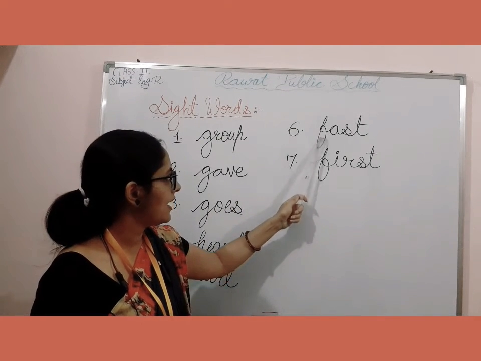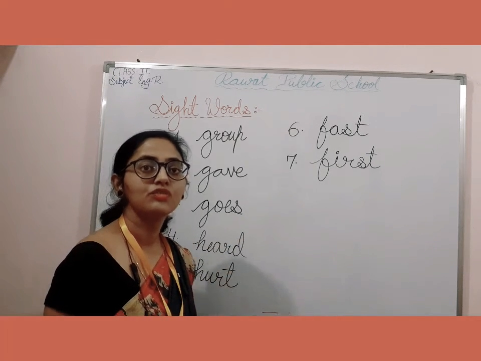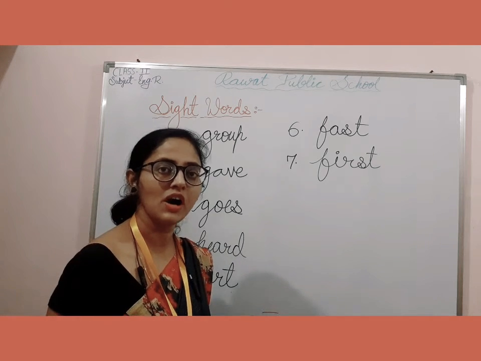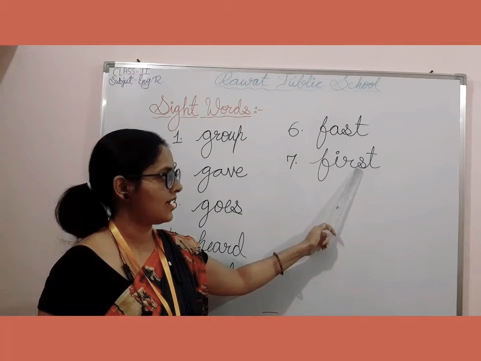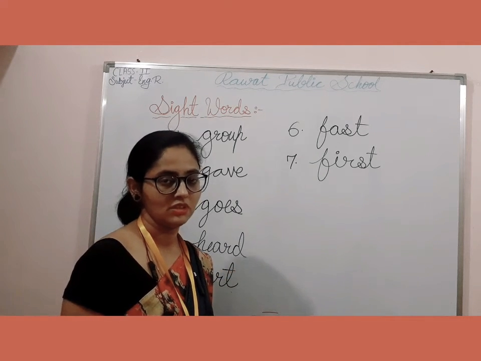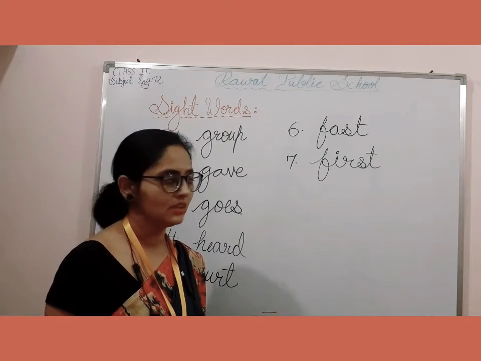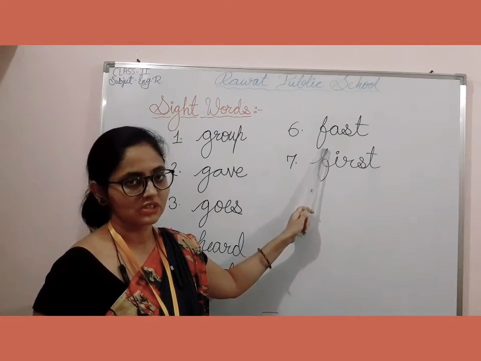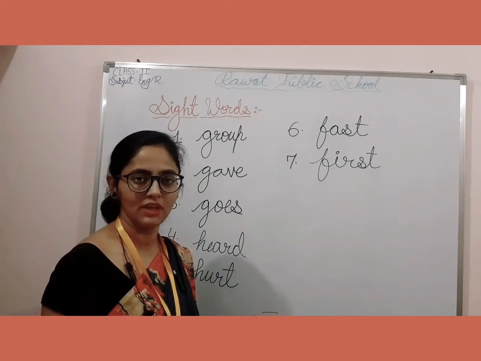Okay, let's see the sixth and seventh again. This is F A S T. Fast. Fast means jaldi jaldi. And this is F I R S T. First. When you won, you just got the first rank. This is the first. And this is fast. Both are different words and have different meanings.